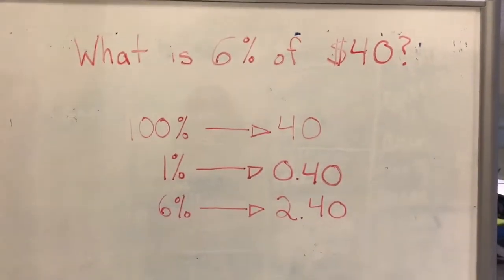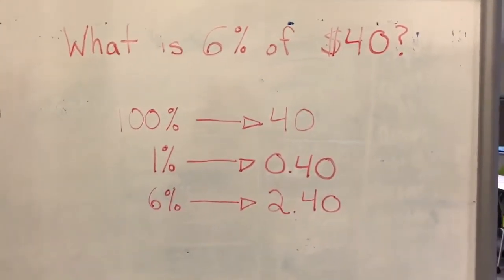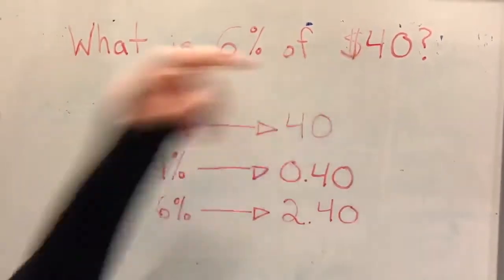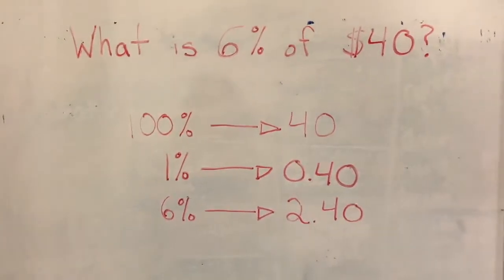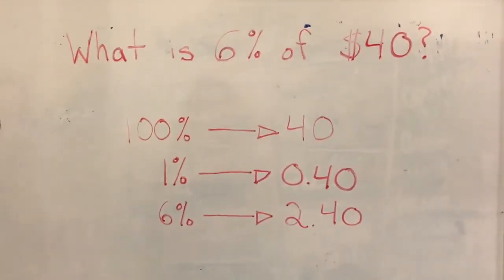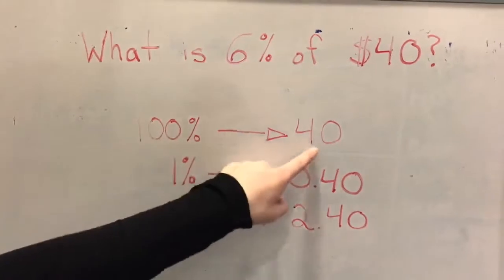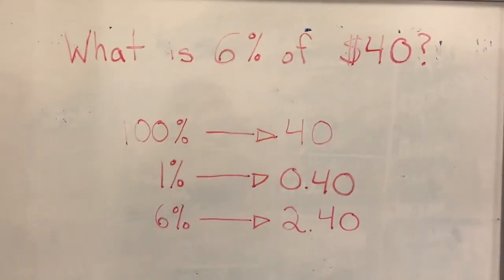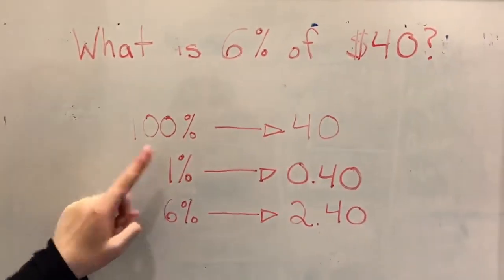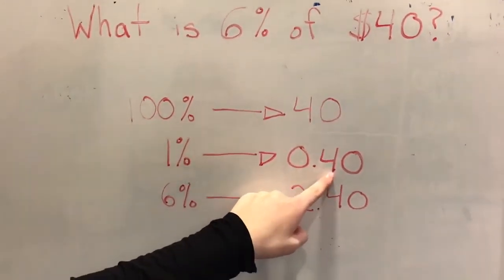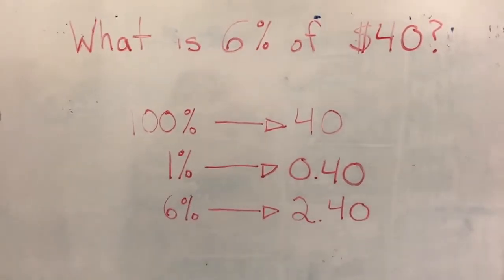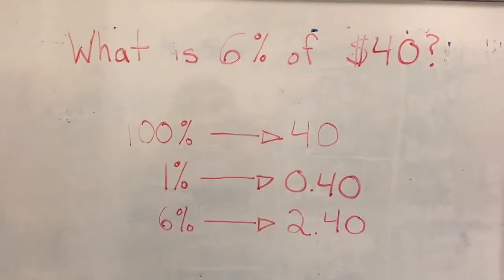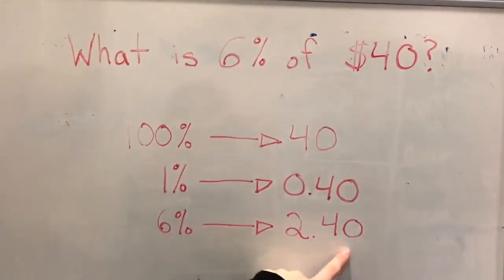One way to help solve percent problems is to use a percent table. When you're given a problem such as, what is 6% of $40? We can use percent tables to help break down the problem by going through 1%. We know that 100% of $40 is 40, and we can find what 1% of $40 is by dividing by 100. So 1% of $40 is $0.40. To find 6%, we can simply multiply what 1% is by 6. So $0.40 times 6 is $2.40.